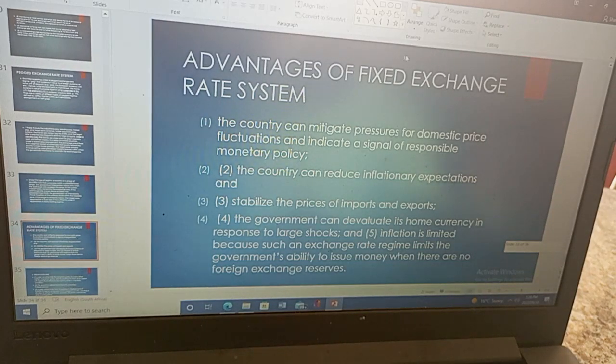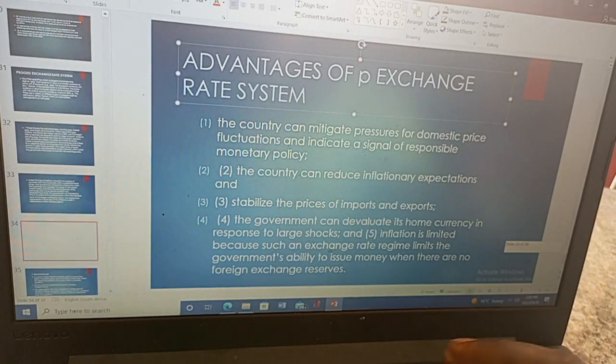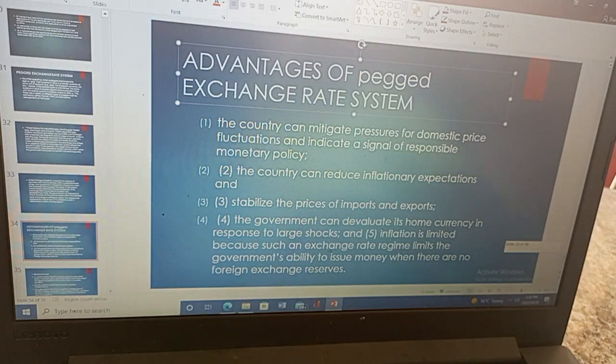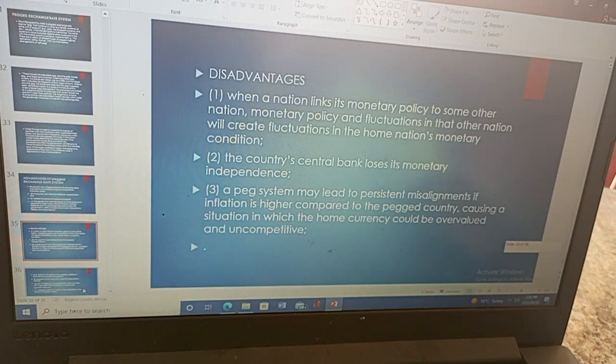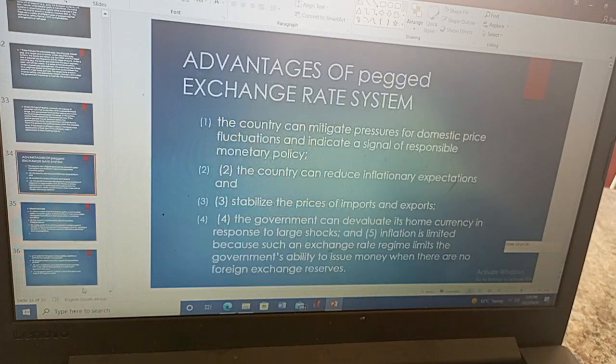Actually, this is the pegged exchange rate system. Let's look at the advantages. The country can mitigate pressures for domestic price fluctuations and indicate a signal of responsible monetary policy. The country can reduce inflationary expectations and stabilize prices of imports and exports.